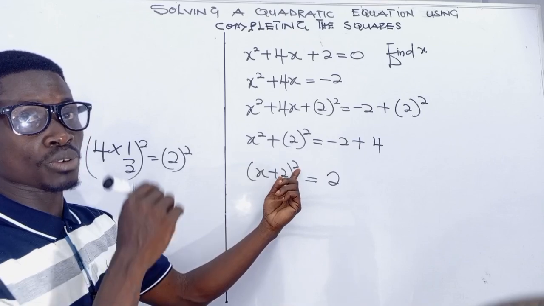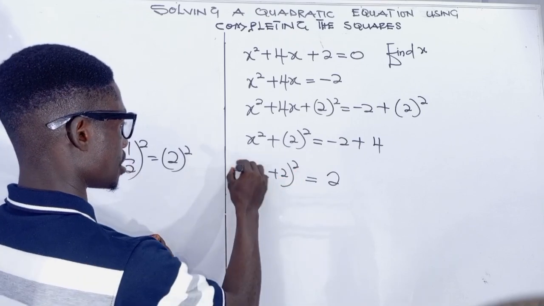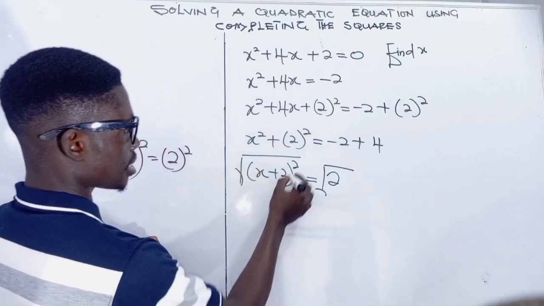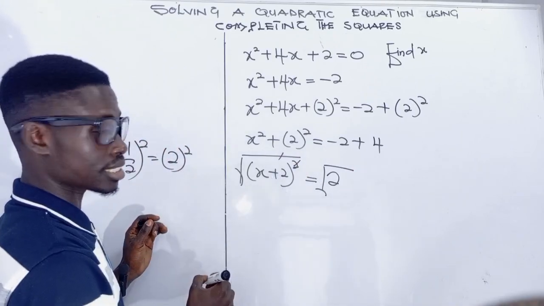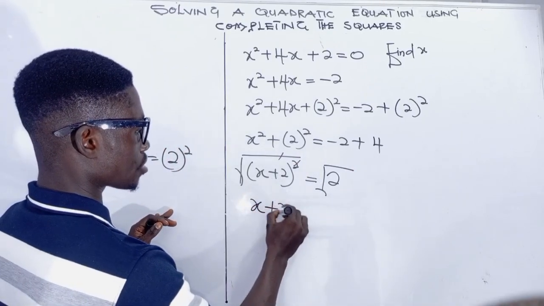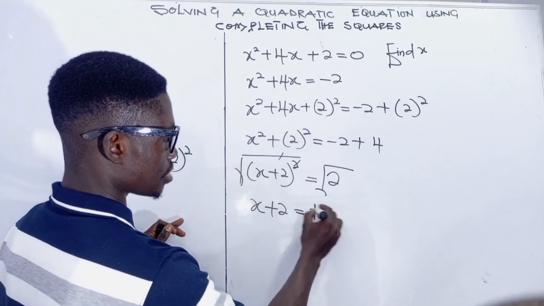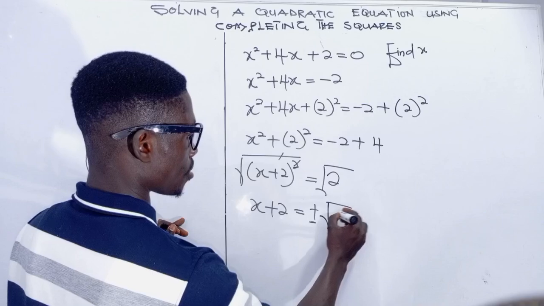Since we are having a square in this particular equation, we can do away with the square by taking the square root on both sides of the equation. So that this square will cancel this radical sign. We will be left with x plus 2 is equal to, now the moment you take the square root, we are going to have plus or minus root of what?